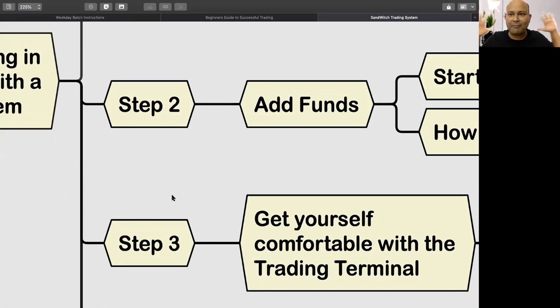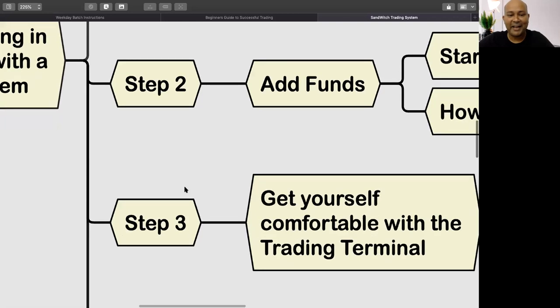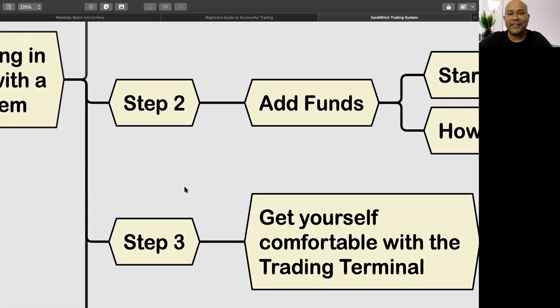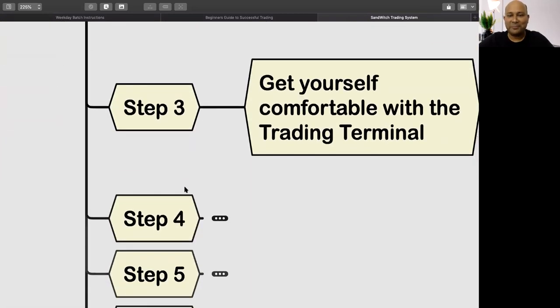That's why I can comfortably talk about the system, and I will also be giving you a system where the system does not work for the broker, but works for you, because the stock market by itself is already a very interesting animal, and I don't want to complicate that by adding many more variables. So then add money to that. Step 3 is get comfortable. After you open the account, get comfortable with the screen, the terminal that I'll be showing you today.